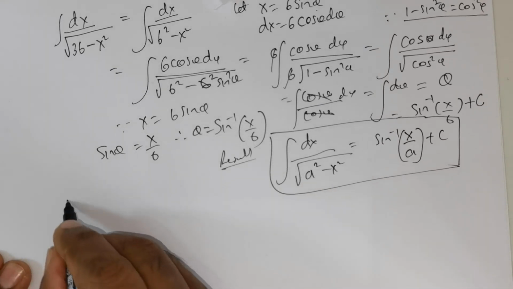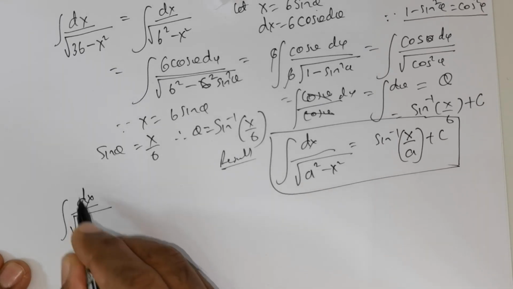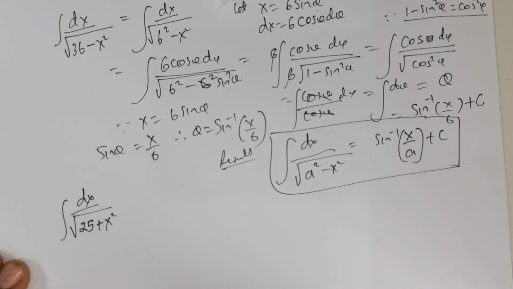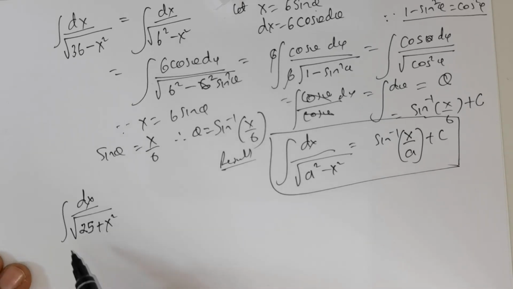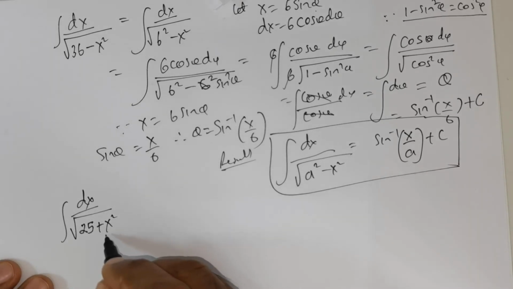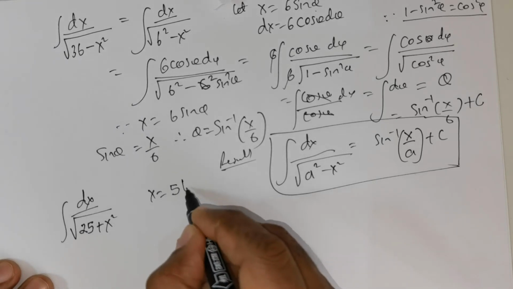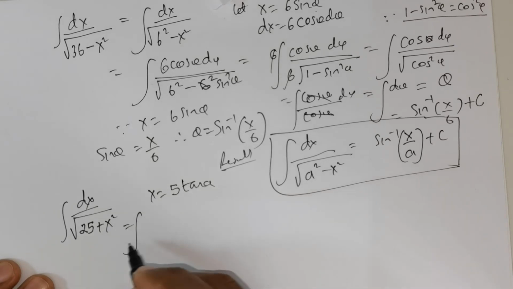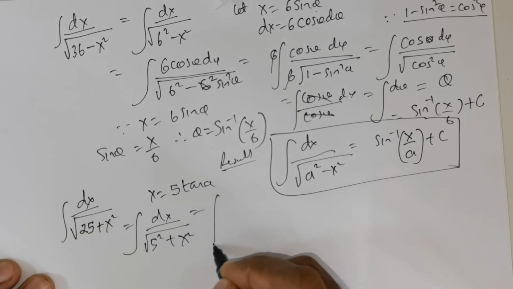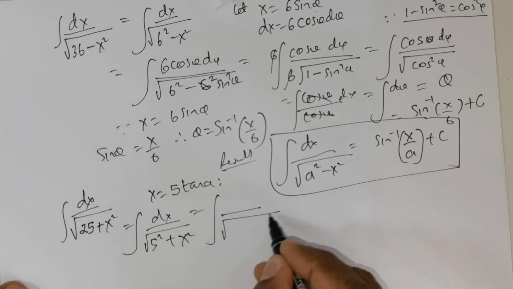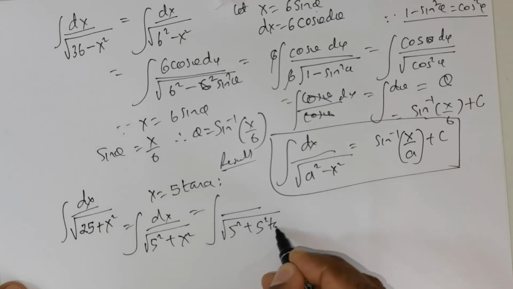Now what if I have, say, integral dx over root of 25 plus x squared? How would you handle this question? So a question like this, as I mentioned to you, whenever you get plus x squared, take substitution as x equal to 5 times tan theta, because this can be rewritten as integral dx over square root of 5 squared plus x squared. So if I were to substitute this, I would get square root of 5 squared plus 5 squared tan squared theta.